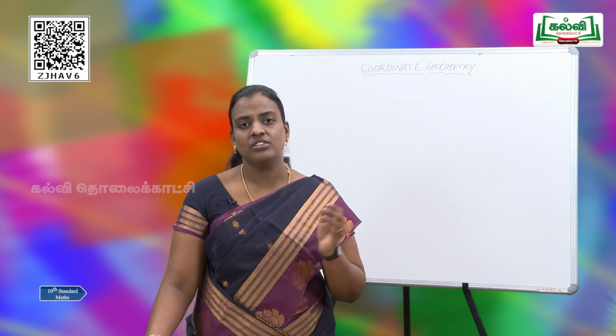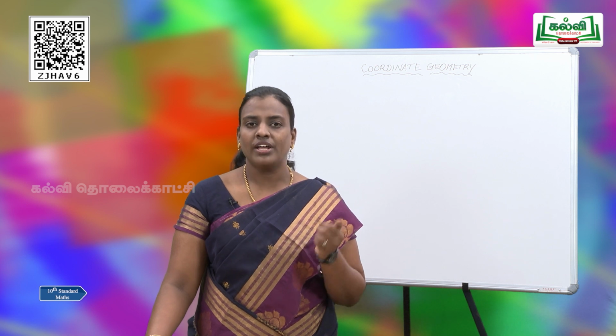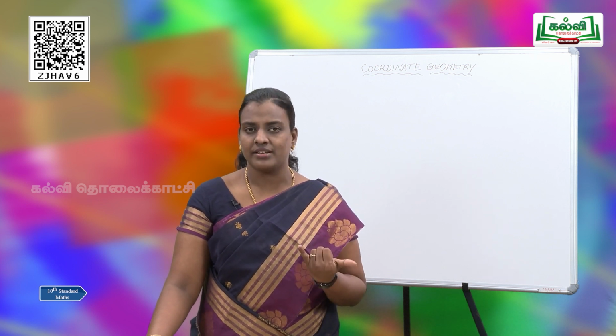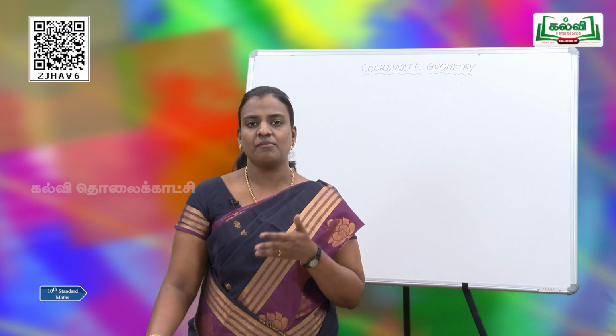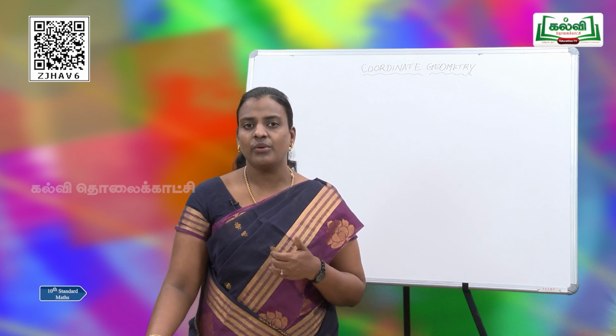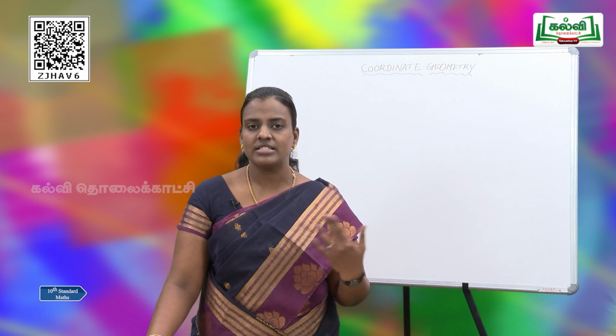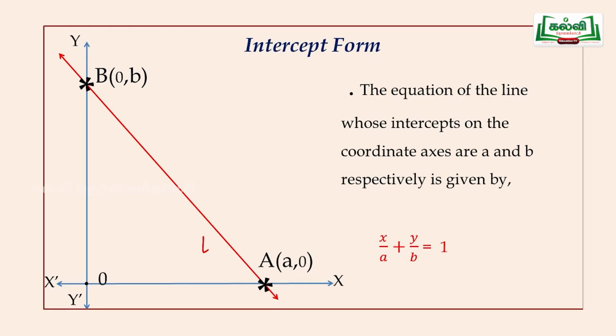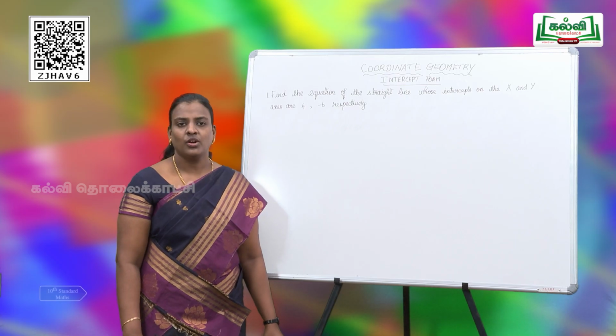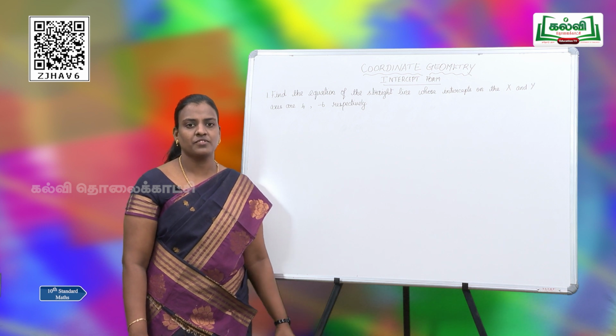Already you have learnt the slope intercept form where you use the slope and the y-intercept. This intercept form you will use when you are given the x-intercept as well as the y-intercept. Can you all say it along with me? The intercept form is x by a plus y by b is equal to 1. Yes. Now we will start working out the problems from the exercise.